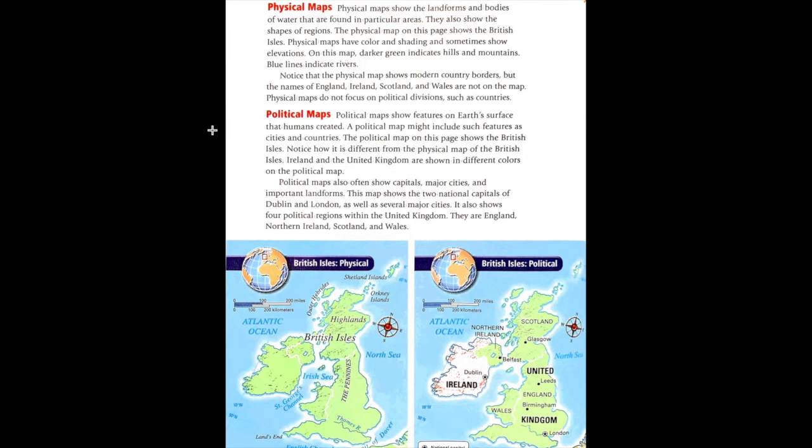Political maps often show capitals, major cities, and important landforms. This map shows the two national capitals of Dublin and London, as well as several major cities. It also shows four political regions within the United Kingdom. They are England, Northern Ireland, Scotland, and Wales.